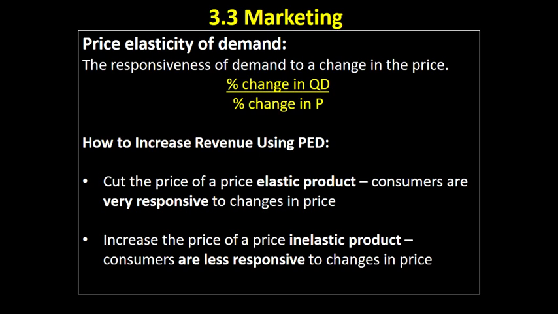So, to summarise, if consumers are very responsive, we've got price elastic demand, then let's cut the price of our product, sell more units, and we'll make more revenue. If consumers aren't very responsive to changes in price, let's take advantage of that, let's increase our price, consumers will continue to buy the product, and therefore we make more revenue.